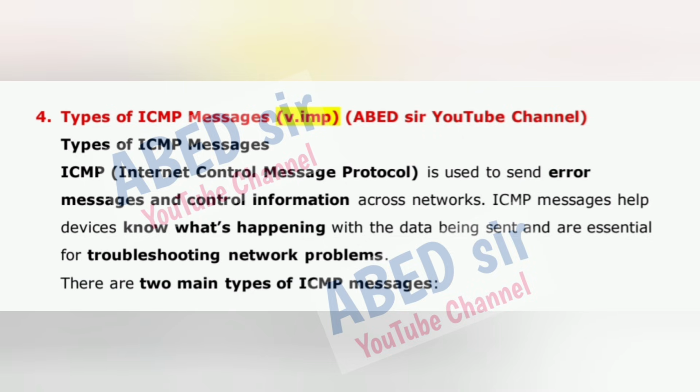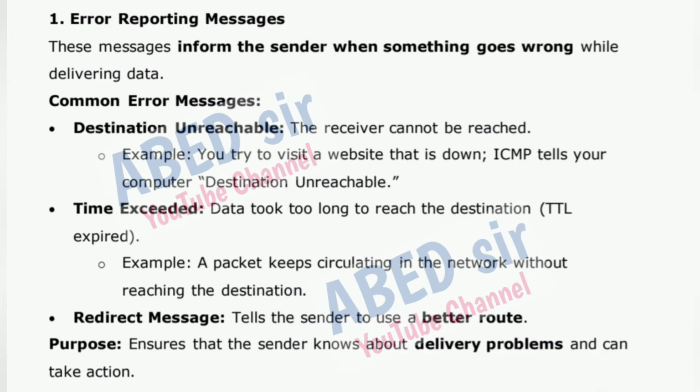There are two main types of ICMP messages. 1. Error reporting messages. These messages inform the sender when something goes wrong while delivering data. Common error messages. Destination unreachable, the receiver cannot be reached. Example, you try to visit a website that is down, ICMP tells your computer destination unreachable.